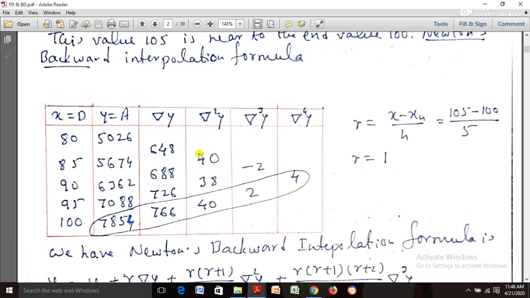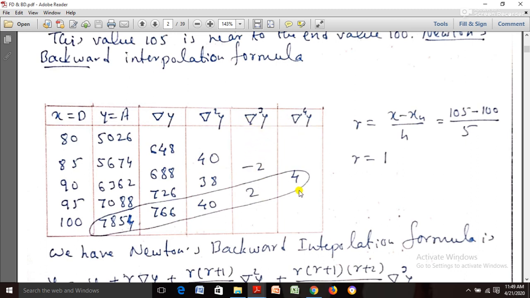Then the second difference value: 688 minus 648, you get 40. 726 minus 688 is 38. 766 minus 726 is 40. So this is the second difference value. Then third: 38 minus 40 is minus 2, and 40 minus 38 is 2. This is the third difference value.